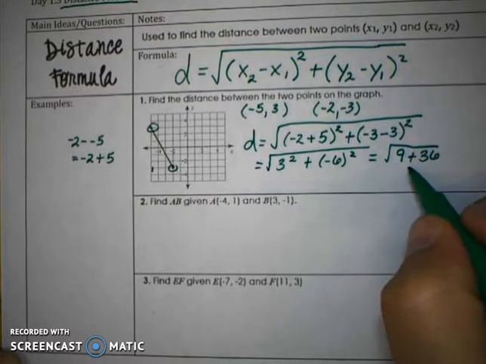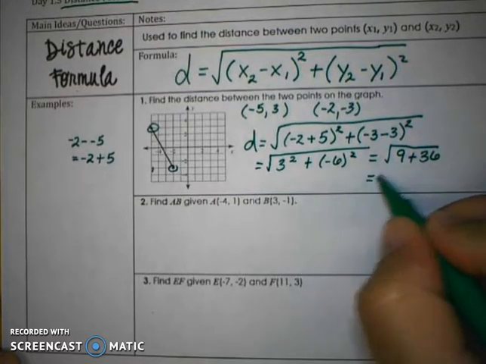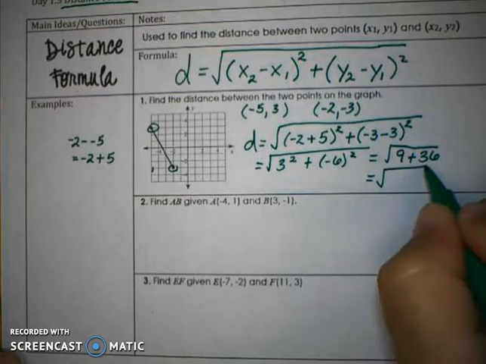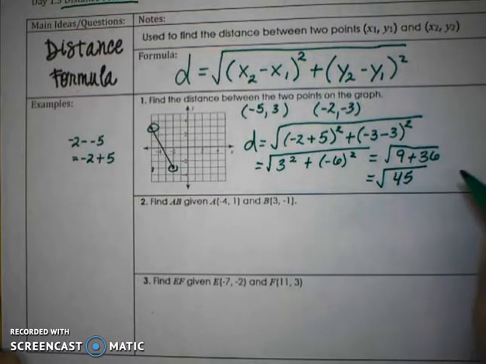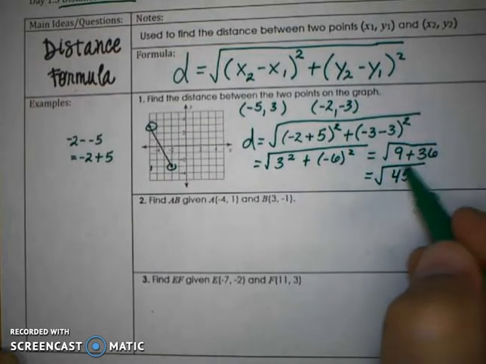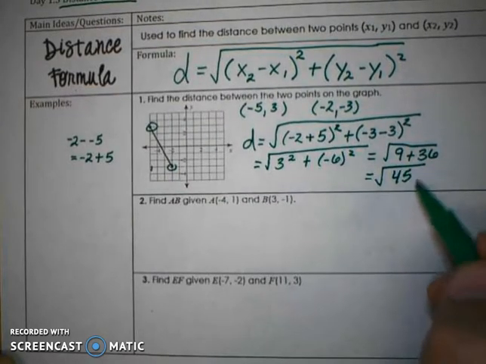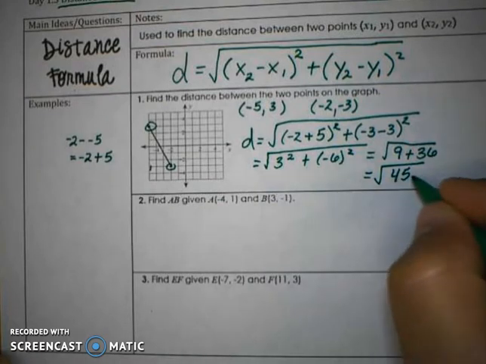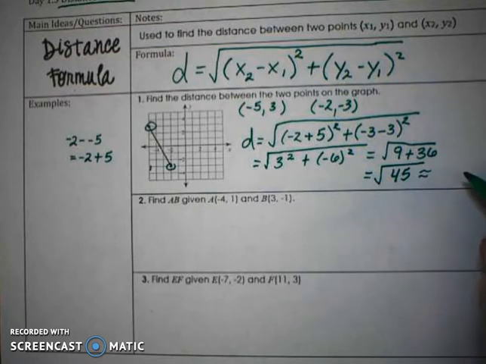Okay? And so now I can add those two together. 9 plus 36 is 45. So our answer is actually going to be rounded in this case because 45 is not a perfect square. I'm going to explain that more in class. And so we would put that into the calculator and round our answer, and let's use 2 decimals to round.